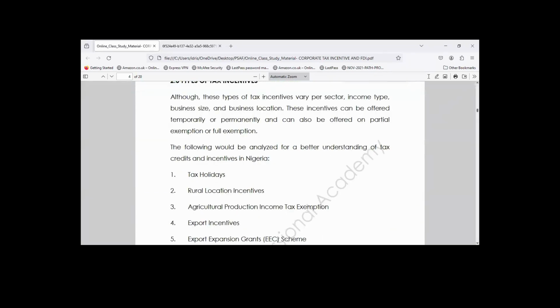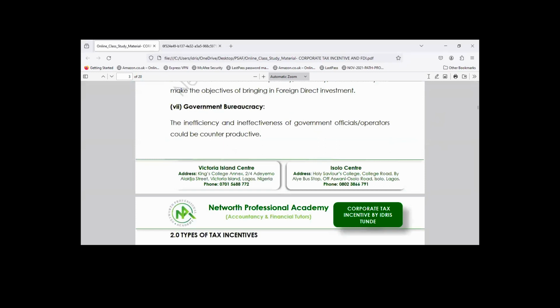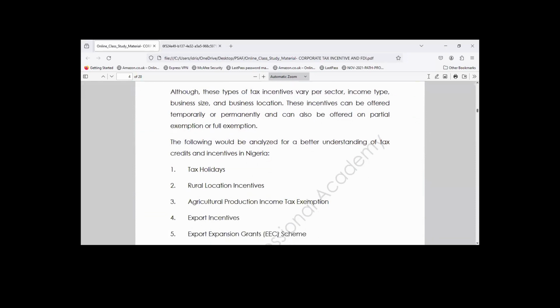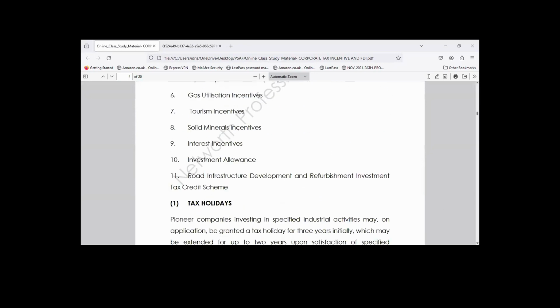Now, let's look at the types of tax incentive that we have generally. What types of tax incentive do we have generally? The number one tax incentive that we have is the tax holiday. Tax holiday is called what? Pioneer legislation.